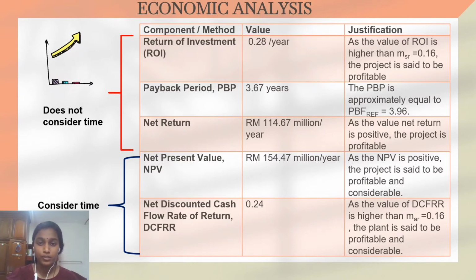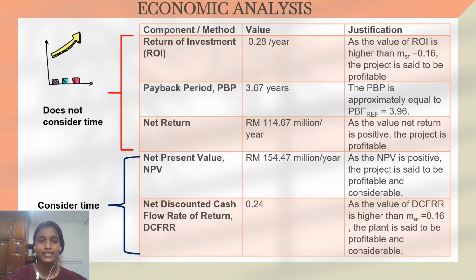The payback period is approximately equal to the payback period reference, which is 3.96 years. The net return is equivalent to 114.67 million per year. Since the value of the net return is positive, the project is known to be profitable. The net present value, also known as NPV, is equivalent to 154.47 million per year. Since the NPV is positive, the project is said to be profitable and also considerable.